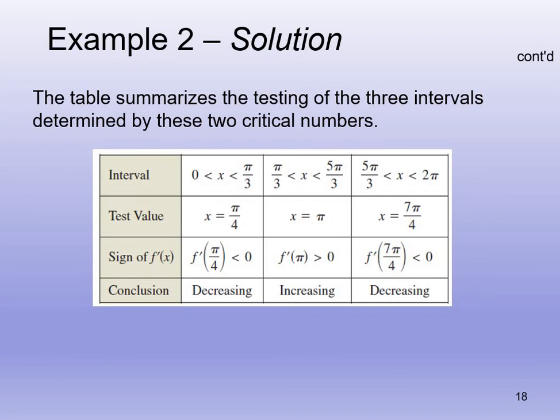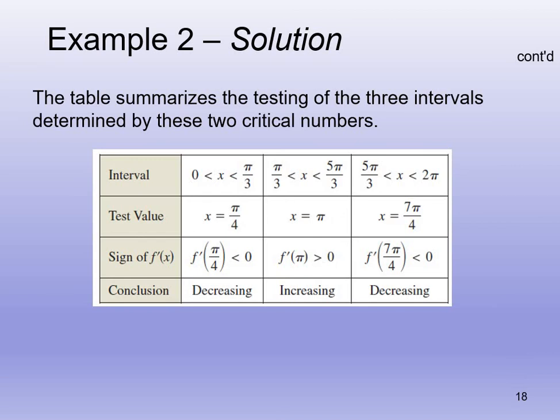Then we have the last interval, 5 pi over 3 to 2 pi. Something good for us to pick between there is 7 pi over 4. We substitute 7 pi over 4 into the derivative. So f prime of 7 pi over 4 is negative. So it's less than 0. That tells us the function is decreasing.